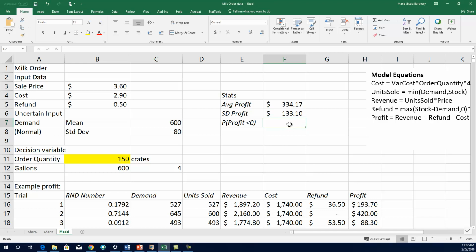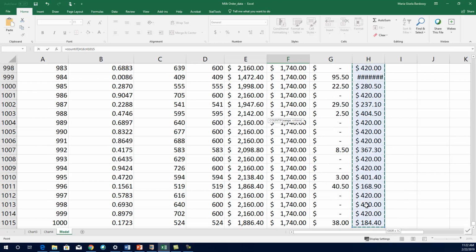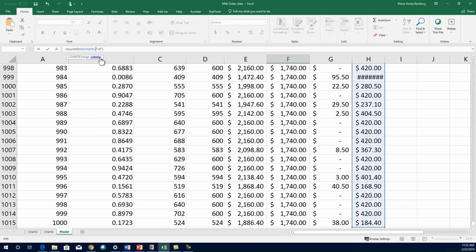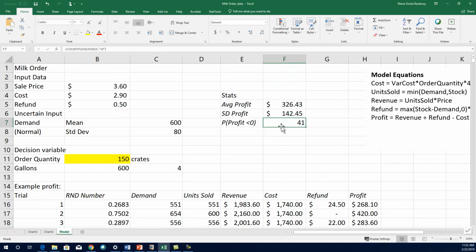Now, for the probability, I'm going to be using the COUNTIF function. So I'll say COUNTIF, my profit. So I highlight my profit, less than zero. Okay, make sure we enter the right information. I used the wrong sign. Okay. Yeah, it's telling me that 41 out of the 1,000 have a profit of less than zero. I'm going to divide that by 1,000, so that way I have the probability, and I'm going to make sure that it knows that this is not a dollar amount.